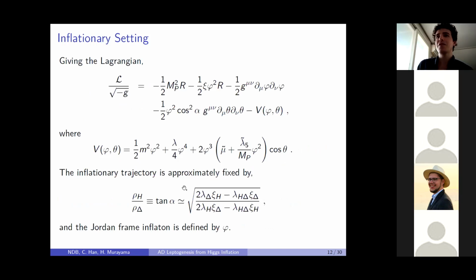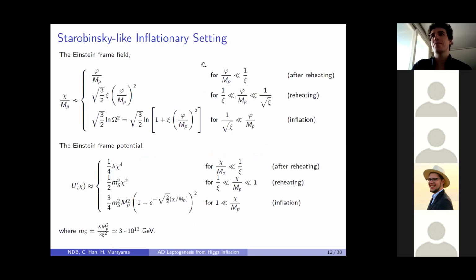In any case, with this fixing of alpha, we can now define our inflaton as just this field phi. And so this is our Jordan frame inflaton. If we want to consider the inflationary predictions of this model, we need to go to, well, we don't need to, but we will go to the Einstein frame. The Einstein frame transformation looks like the following in various different regimes, depending on the field values.